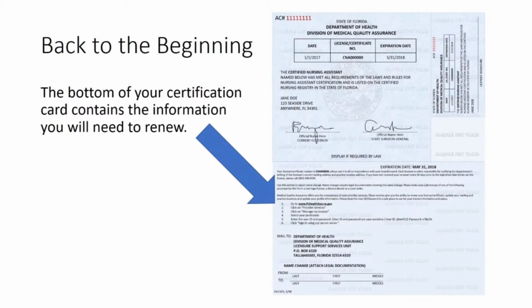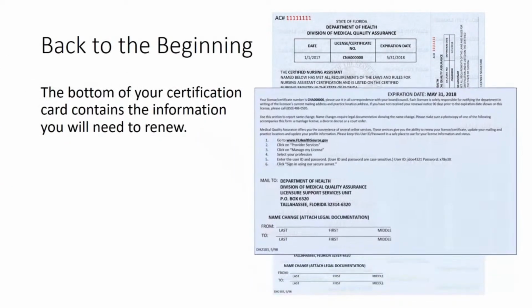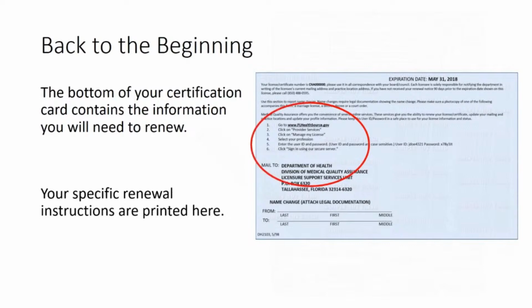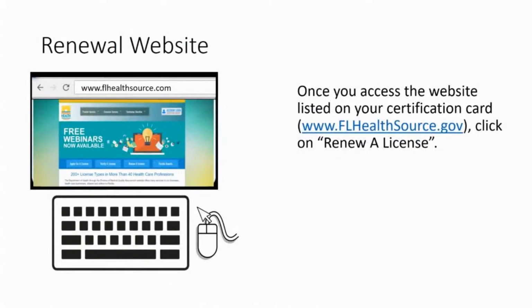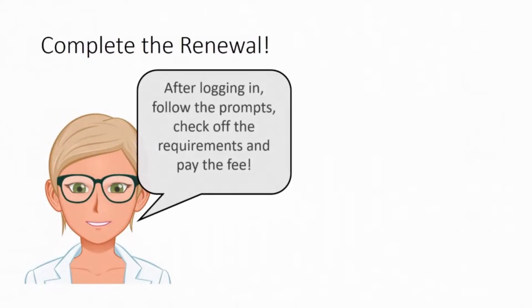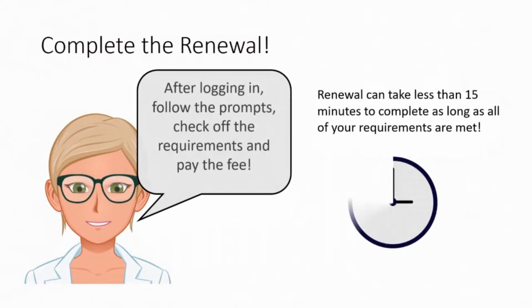The bottom of your certification card contains the information you will need to renew. Your specific renewal instructions are printed here. Once you access the website listed on your certification card, flhealthsource.gov, click on Renew a License. After logging in, follow the prompts, check off the requirements, and pay the fee. Renewal can take less than 15 minutes to complete as long as all of your requirements are met.